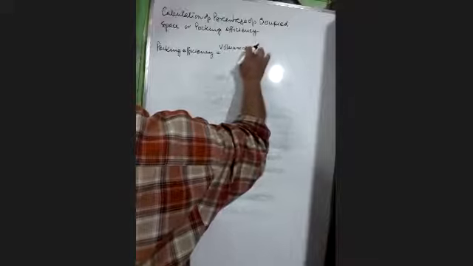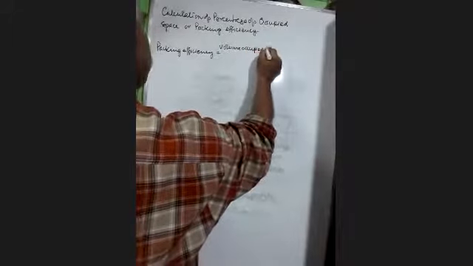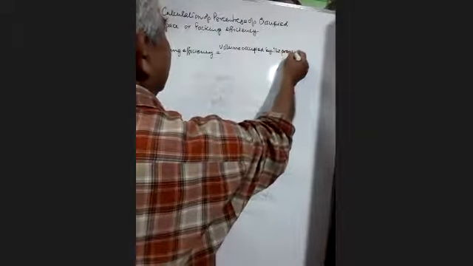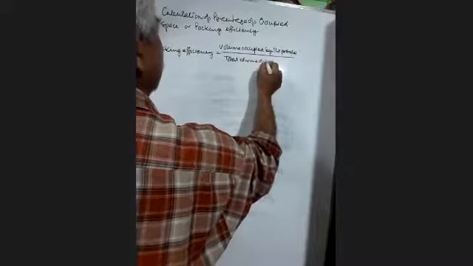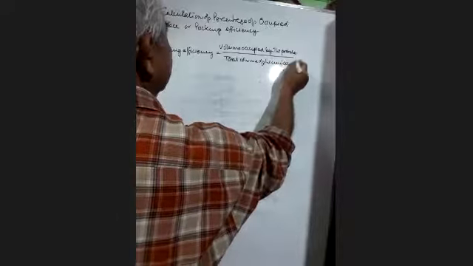So now what is packing efficiency? Packing efficiency. So what do we write now here? Volume occupied by the particles divided by total volume of the unit cell into 100.